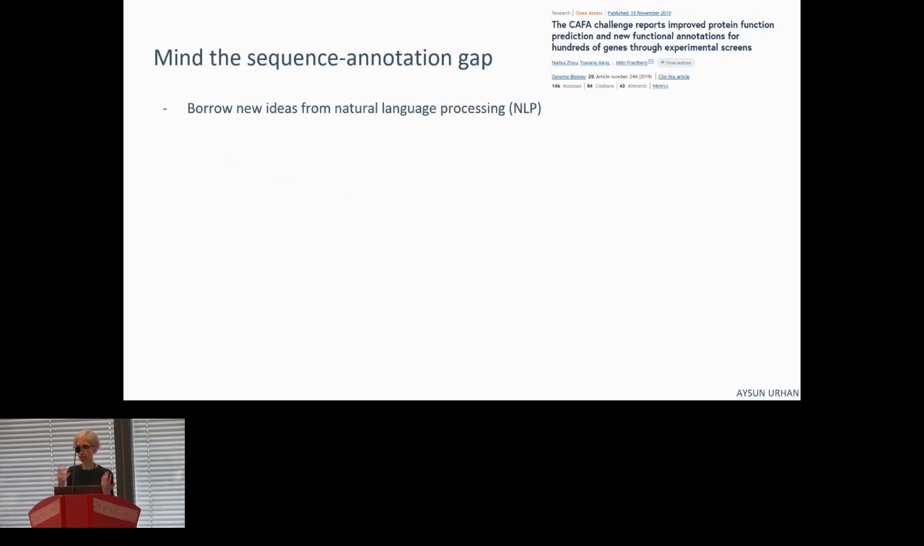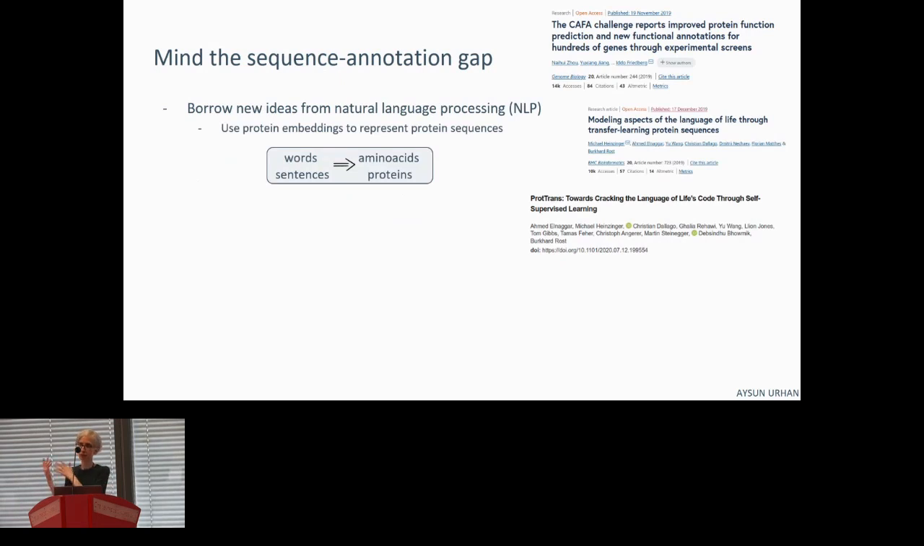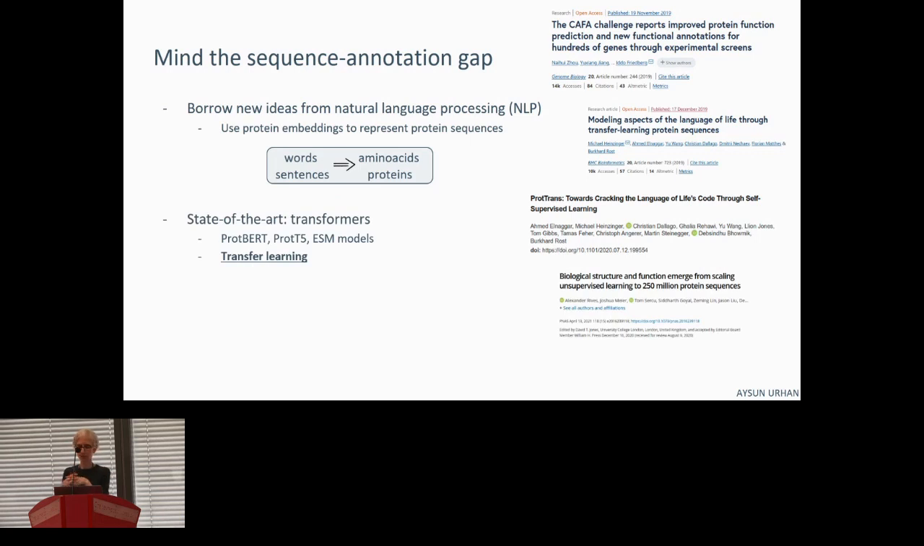And lately, we've been borrowing a lot of ideas from natural language processing. In short, we have these language models, and when we employ them to represent protein sequences, instead of the amino acid sequence, we use these protein embedding vectors. The state of the art transformers have been applied in bioinformatics and a lot of different tasks because they can be used in transfer learning. So they are pretty much task agnostic. You can use them out of the box, or you can fine tune them to your specific problem.